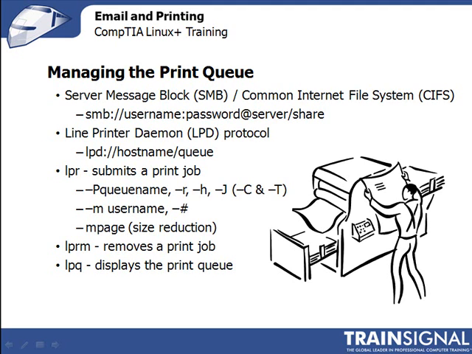Another option is mpage, and this is useful for formatting documents so that each sheet contains reduced size pages. The next command line tool is LPRM, which removes a print job from the queue. And finally we have LPQ, which displays the print queue. And that concludes our lesson on email and printing. Let's review what we've learned on the next slide.